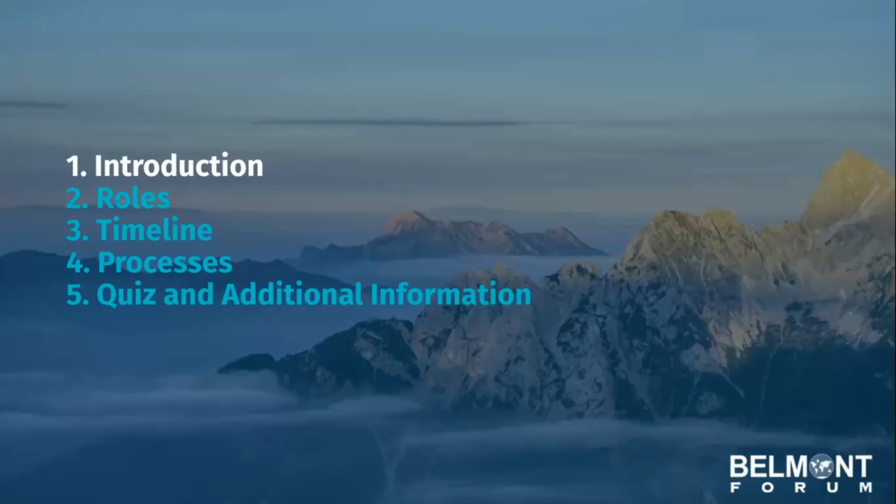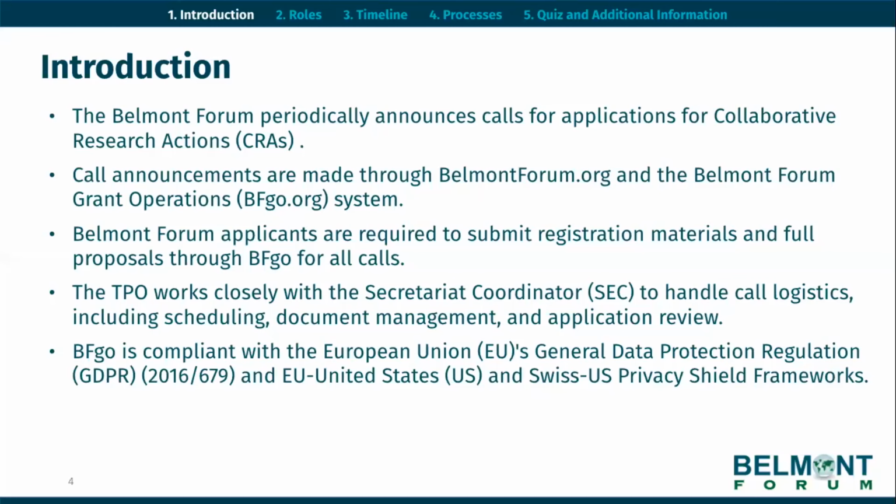Let's begin with an introduction on the application process. The Belmont Forum periodically announces calls for applications for collaborative research actions, or CRAs. Call announcements are made through the belmontforum.org website and the Belmont Forum Grant Operations System, or bfgo.org. Belmont Forum applicants are required to submit registration materials and full proposals through BFGO for all calls.